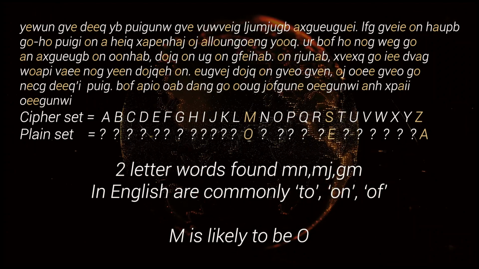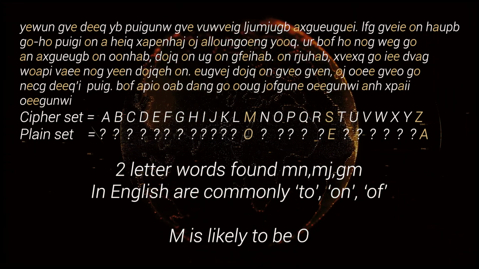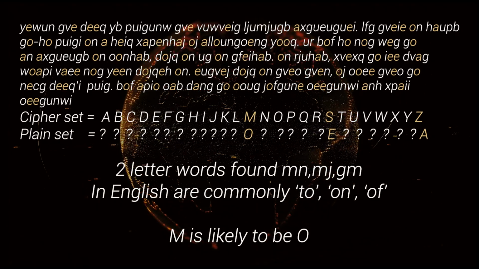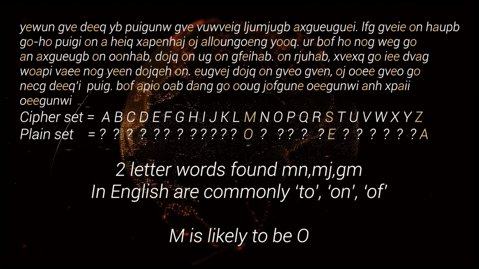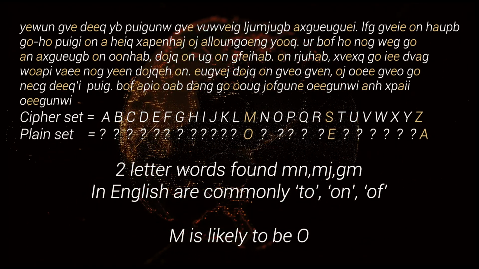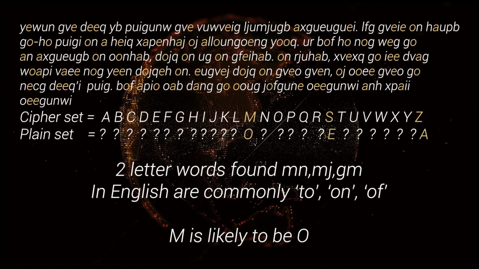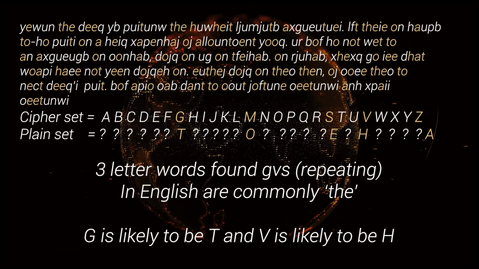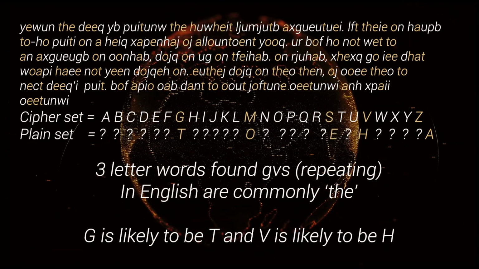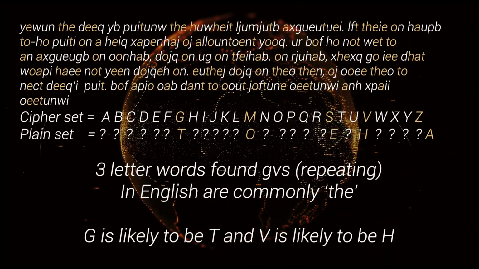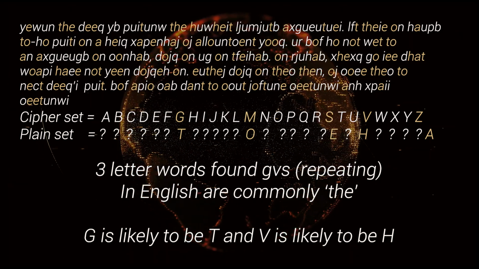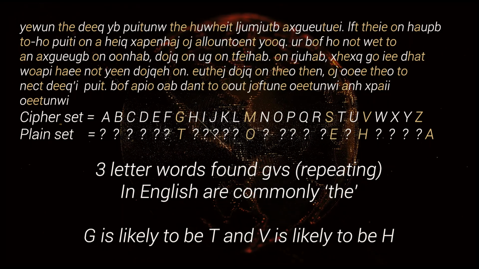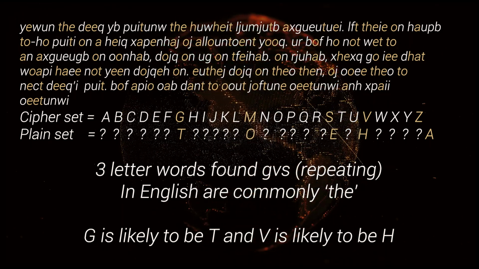In ciphertext we found MN, MJ, GM, and two-letter words in English are commonly to, on, of. So M is likely to be O. Now let's find three-letter words in ciphertext: GVS and MG. Similarly, four-letter words found are GVSO, and there is also a word GVSIS. As you can see, GVS is repeating itself.